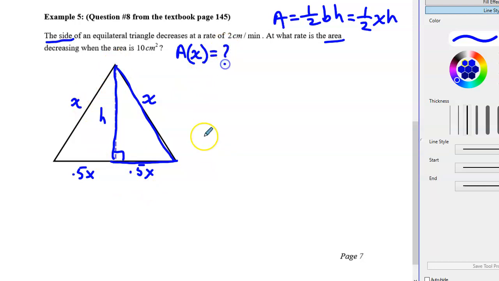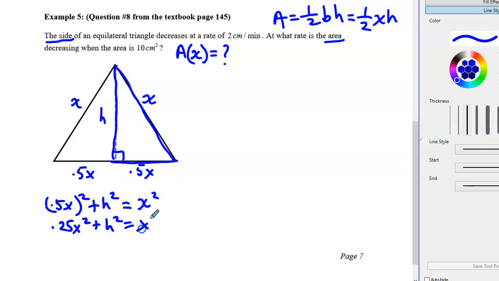So I'm going to put this on pause for now. And maybe over here I'll say (0.5x) squared plus height squared is equal to x squared, right? That's just Pythagorean theorem. Base squared plus height squared equals hypotenuse squared. So I've got 0.25x squared plus h squared equals x squared. H squared then would be equal to, if I subtract 0.25x squared from both sides, this is actually 1x squared. 1 minus 0.25 is 0.75x squared.